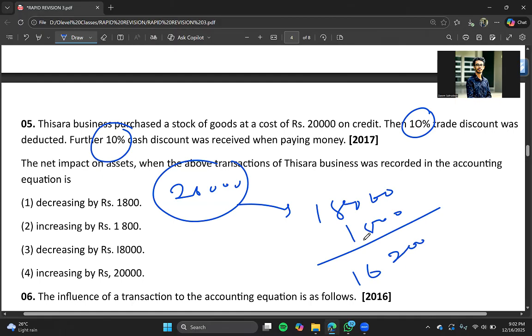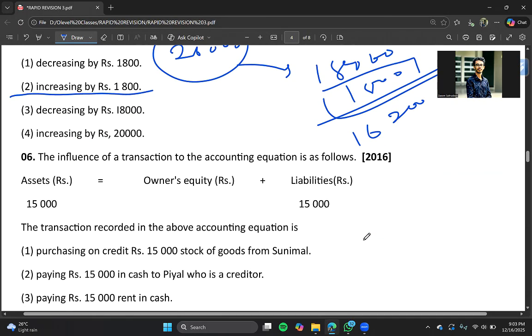Due to this transaction, what is the net impact? That is the net impact to your assets. Your assets will increase by 1,800 due to the discount that you have received.